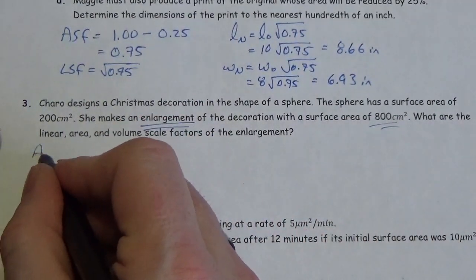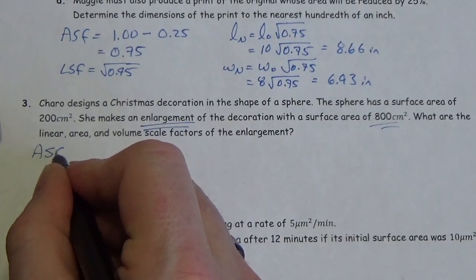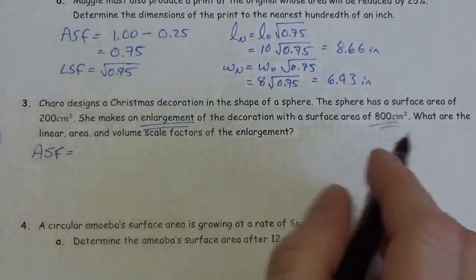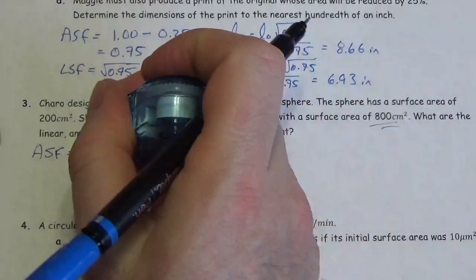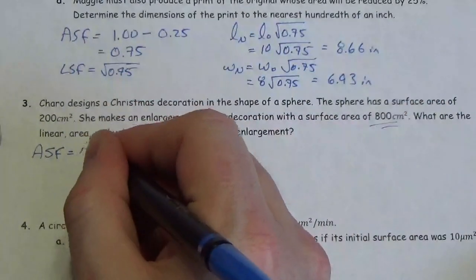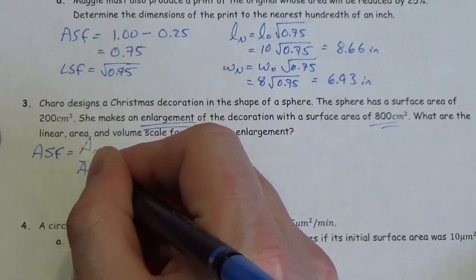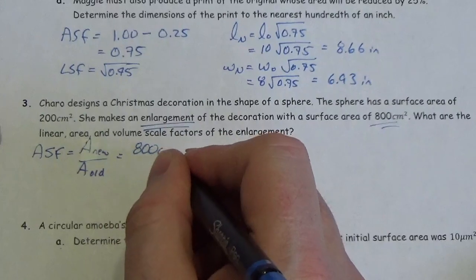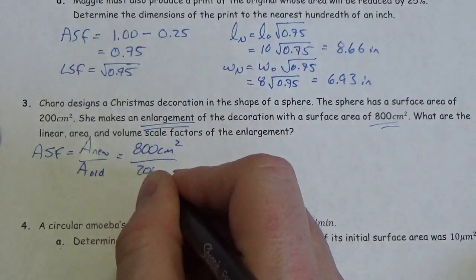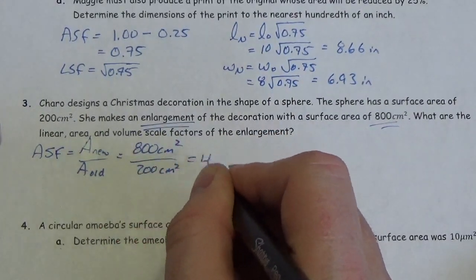So our area scale factor is going to be, and it is an enlargement here, so it's going to be the area of the new over the area of the old, and that is going to be 800 centimeters squared over 200 centimeters squared. And so the answer is just 4.